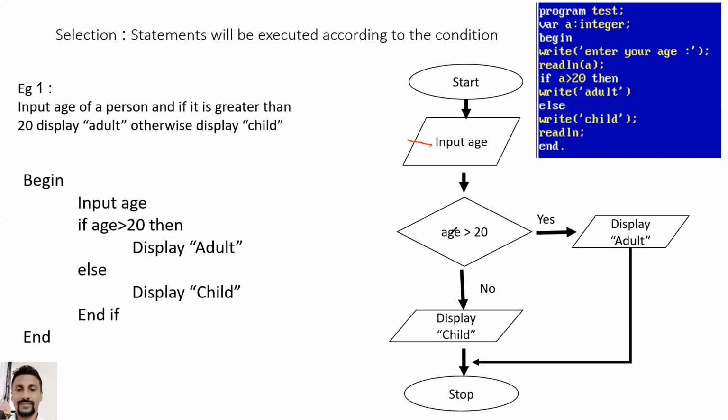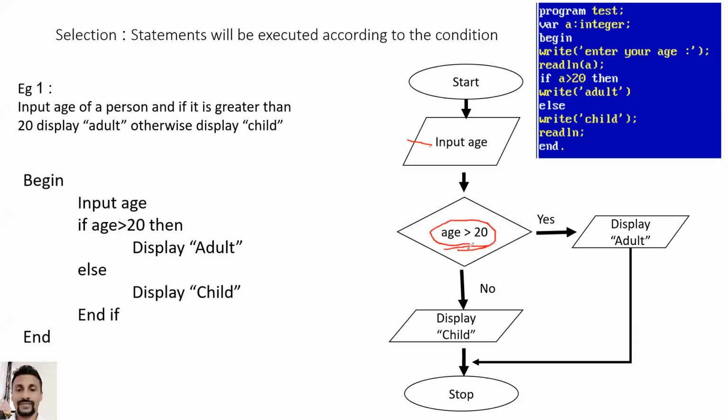Then I am checking the condition here. Age greater than 20. If it is greater than 20, that is a condition, and two sides are there, yes and no. Yes means if the condition is true or if the condition is satisfied. No means if the condition is not satisfied. So it will depend according to your condition.